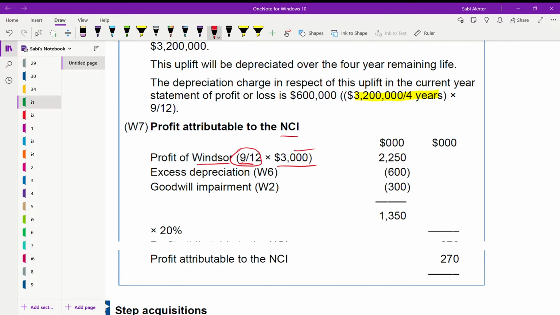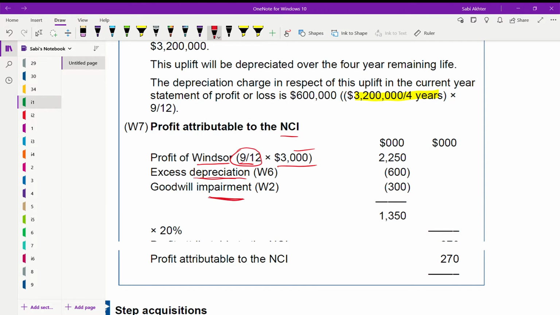Now, excess depreciation and goodwill impairment. Whatever the expenses, you have to deduct them from the profit. That is excess depreciation and goodwill impairment. Not all the expenses given in your statement of profit and loss, only those expenses that have been affected because of buying the subsidiary, because of this consolidation process. One is excess depreciation because there is some increase in fair value of property, plant and equipment. The other one is goodwill impairment, because you are buying the subsidiary, so there will be goodwill, and because of that there's an impairment also. So only these 2 expenses.